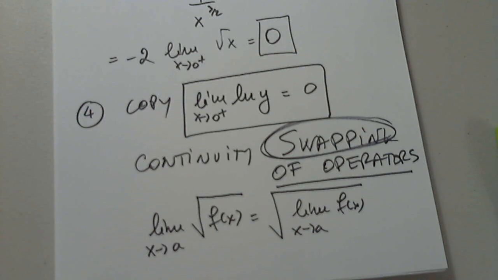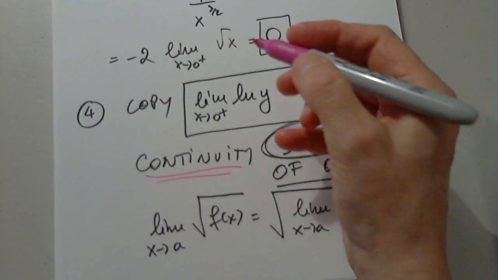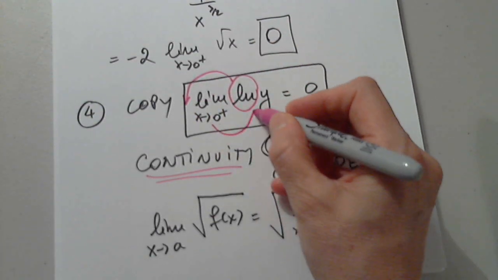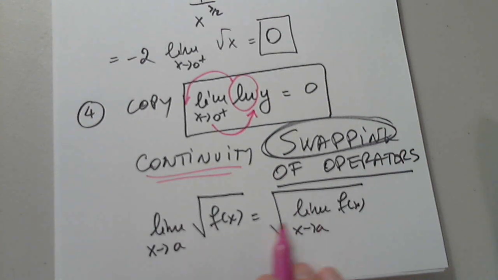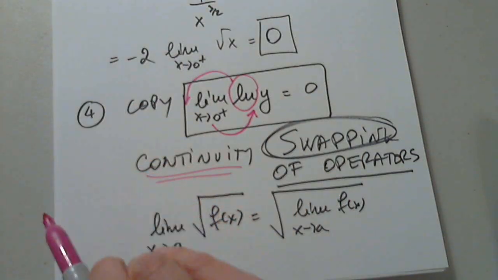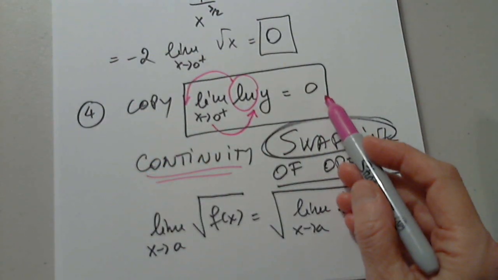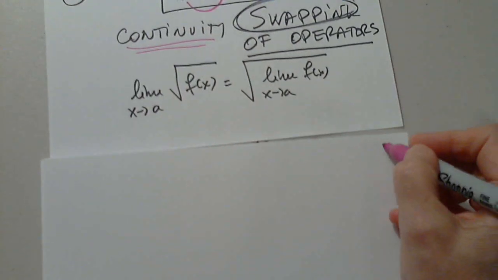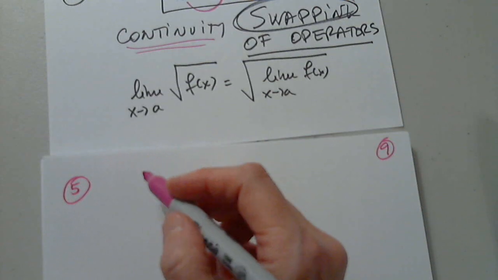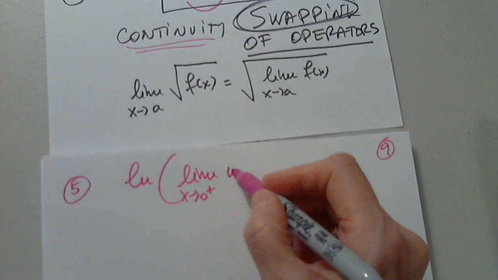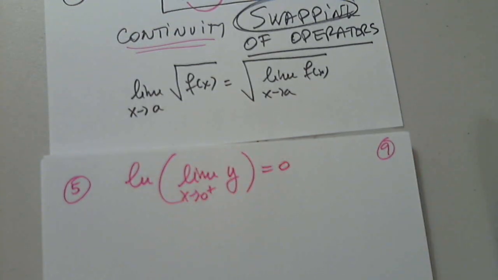So after I copy the beginning and the end, because these are continuous functions, I'm going to swap the operators, exactly as with this example. So I'm going to write natural log of the limit of y is 0. So in step 5, natural log of the limit as x approaches 0 from the right of y is 0.